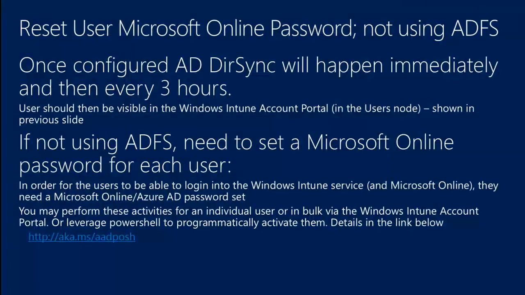If you're using DirSync, it will happen immediately. It'll start replicating that information into the cloud, and then it'll run every 3 hours. You can also trigger that to run on demand if you need to, but that should be used sparingly, only in extreme cases. I think that's all here. There is a way, if you want to use PowerShell to script the setting of the passwords, you can do that. There's a link here again that takes you to an article on that.